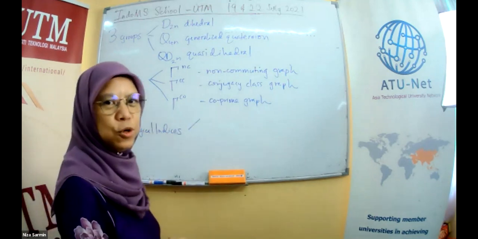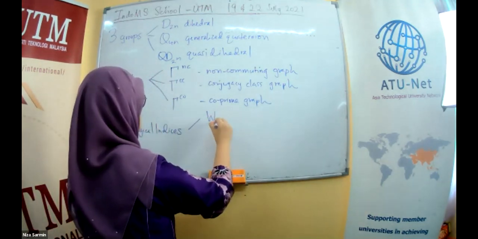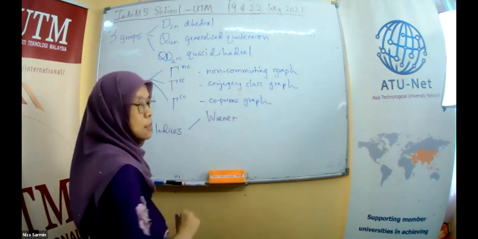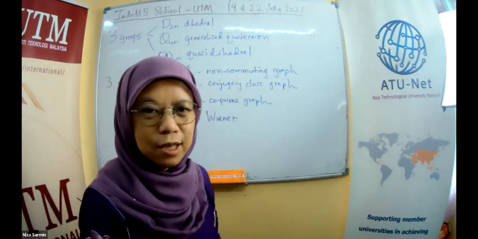Okay, now groups, graphs, and we have 3 or how many topological indices? The last time we already have 1, right? Remember the Wiener index. Okay.